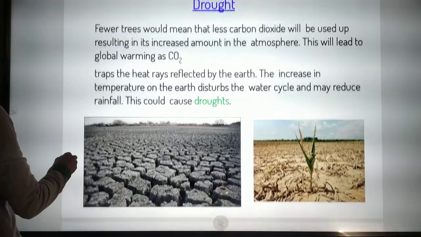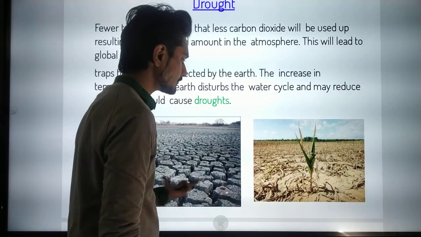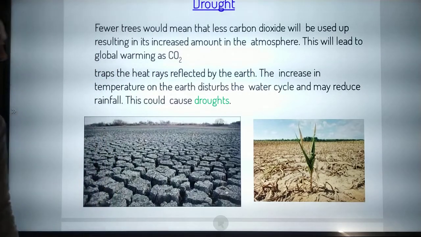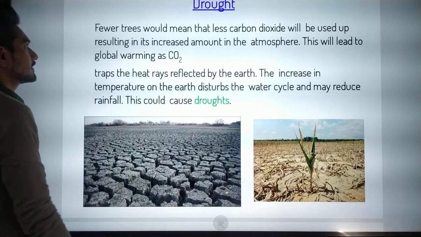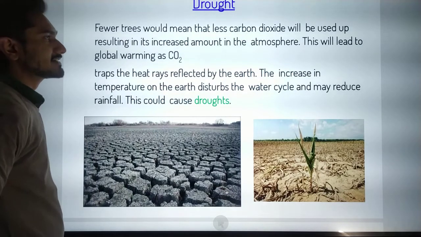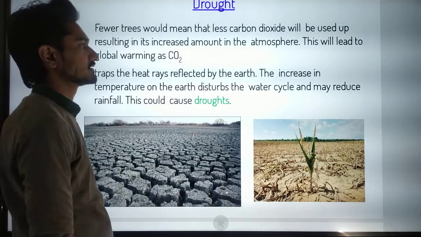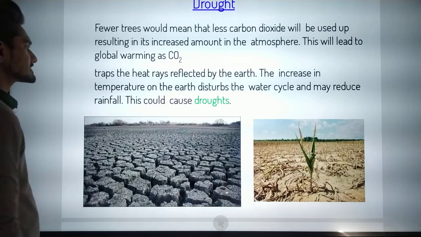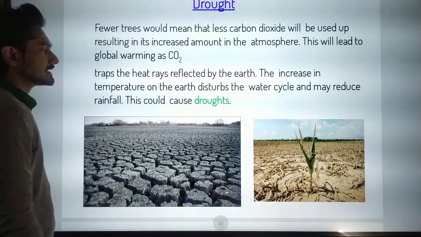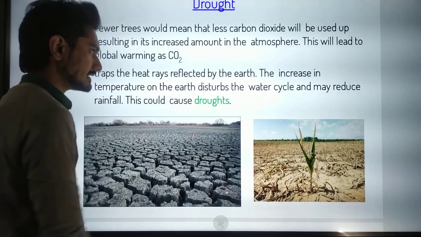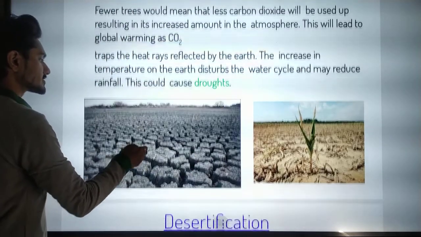Now what is a drought? I have already explained it to you, but still you have to see that. Here are the photos for droughts. If a drought has been created over there, this is what it will look like. Fewer trees would mean that less carbon dioxide will be used, resulting in its increased amount in the atmosphere. This will lead to global warming as CO2 traps the heat rays reflected by the earth. The increase in the temperature on the earth disturbs the water cycle and may reduce the rainfall. This could cause droughts, and a drought looks like this.